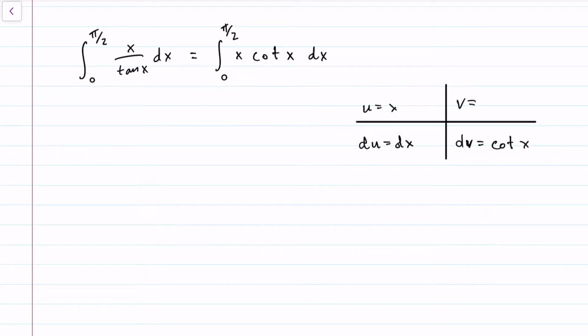Now, if you don't know, the antiderivative of cotangent is actually ln of sine. It's not very hard to see that. That's because the derivative of ln of sine, of course, is the derivative of the inside, which is cosine, over the original inside, which is sine. So cosine over sine is indeed cotangent. I'm missing a dx there.